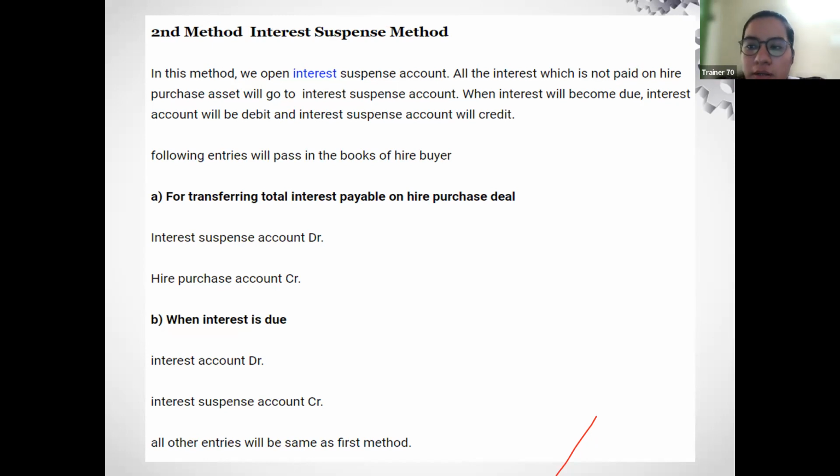Okay, so now here what you have done is debit the suspense account. So whenever you receive the installment or interest, you will credit the suspense account and debit the interest account. These are the only two additional journal entries which will be passed. The rest everything will remain the same.